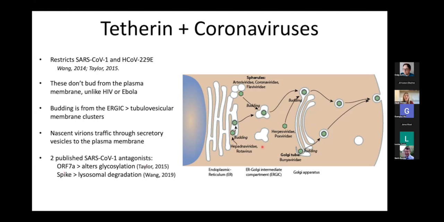So one thing to note is that obviously, in order to bud from the ERGIC and yet be restricted by Tetherin, this means that we have to see relatively high levels of Tetherin in the ERGIC compartments and in the secretory vesicles here, as opposed to the plasma membrane, which previous studies such as these would have focused upon.